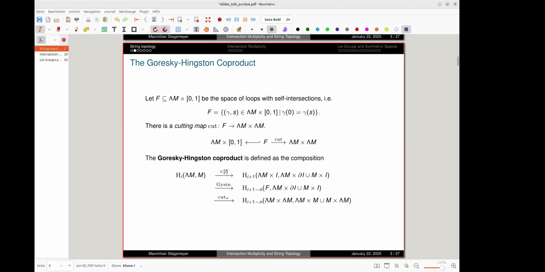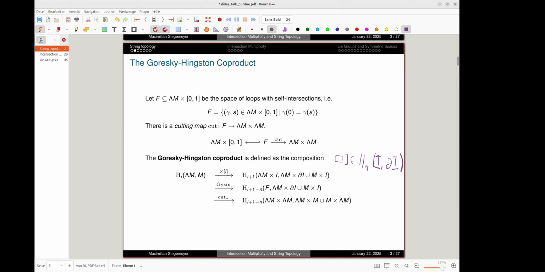So we start in this relative homology, free loop space relative to the constant loops. Then we cross with the unit interval, where I is the positively oriented generator of the first homology of the unit interval relative to its boundary. So you can cross with that. I'm taking arbitrary coefficients at the moment here. And then you end up again in a relative homology of this space lambda times the unit interval.